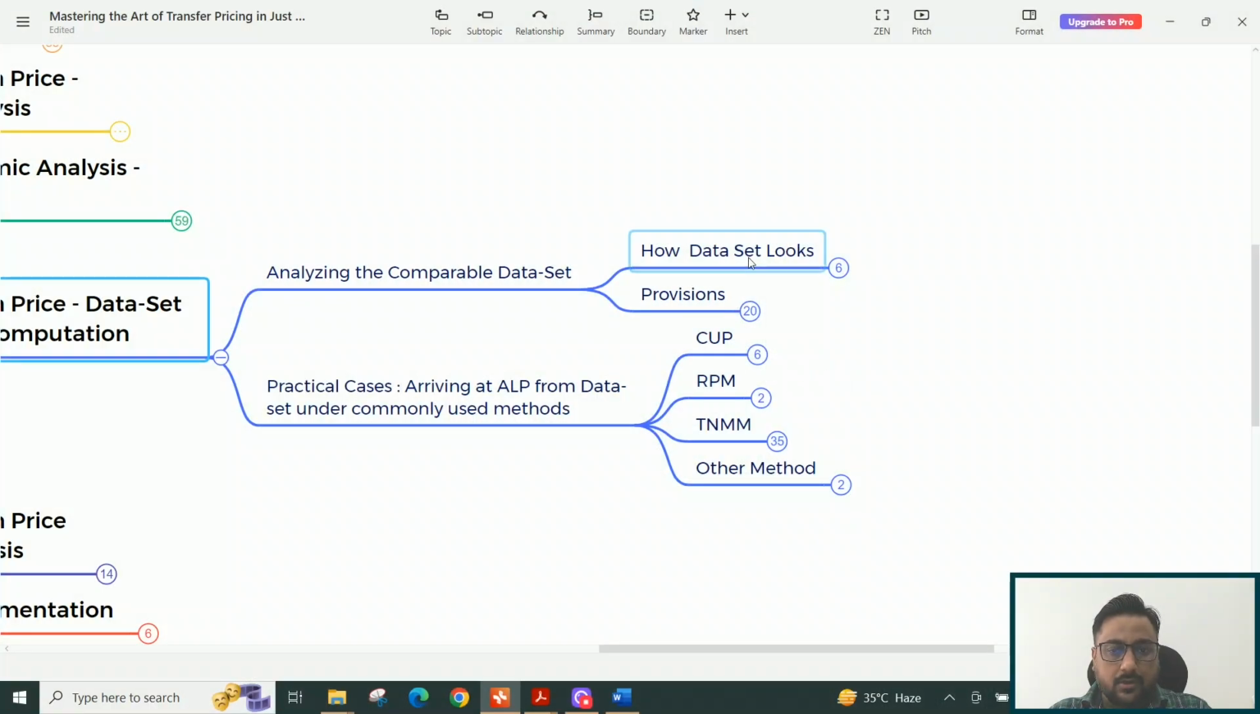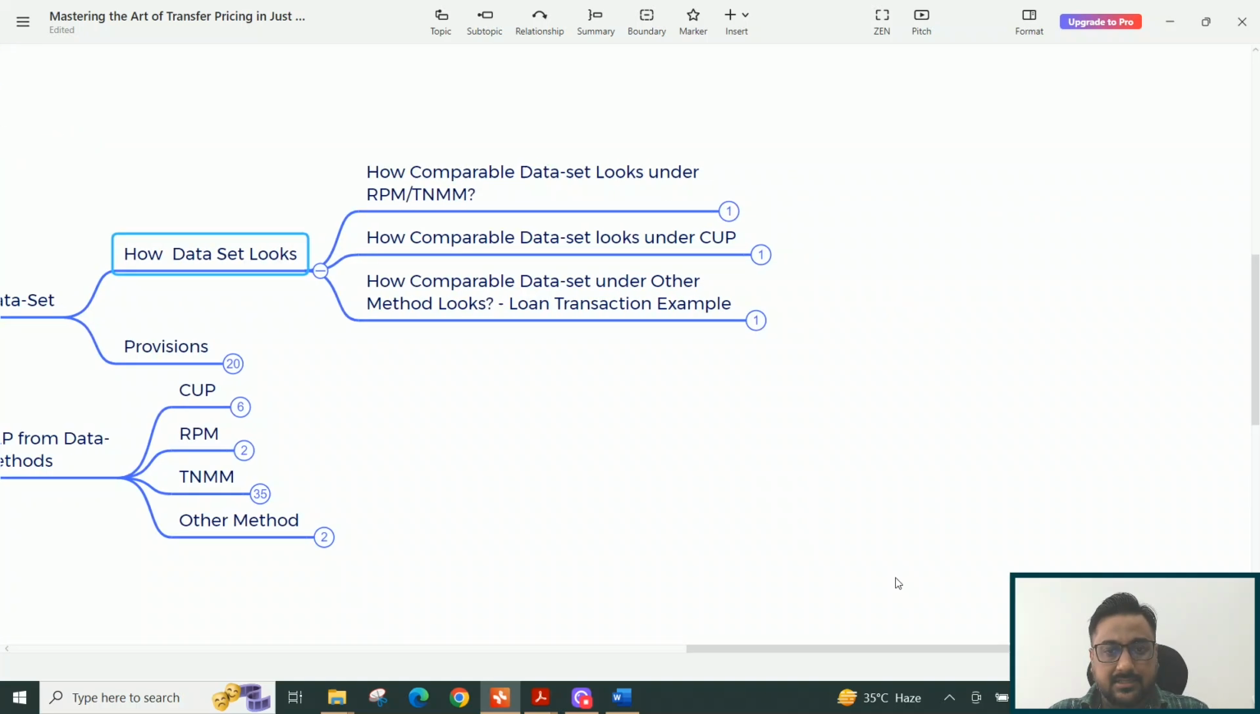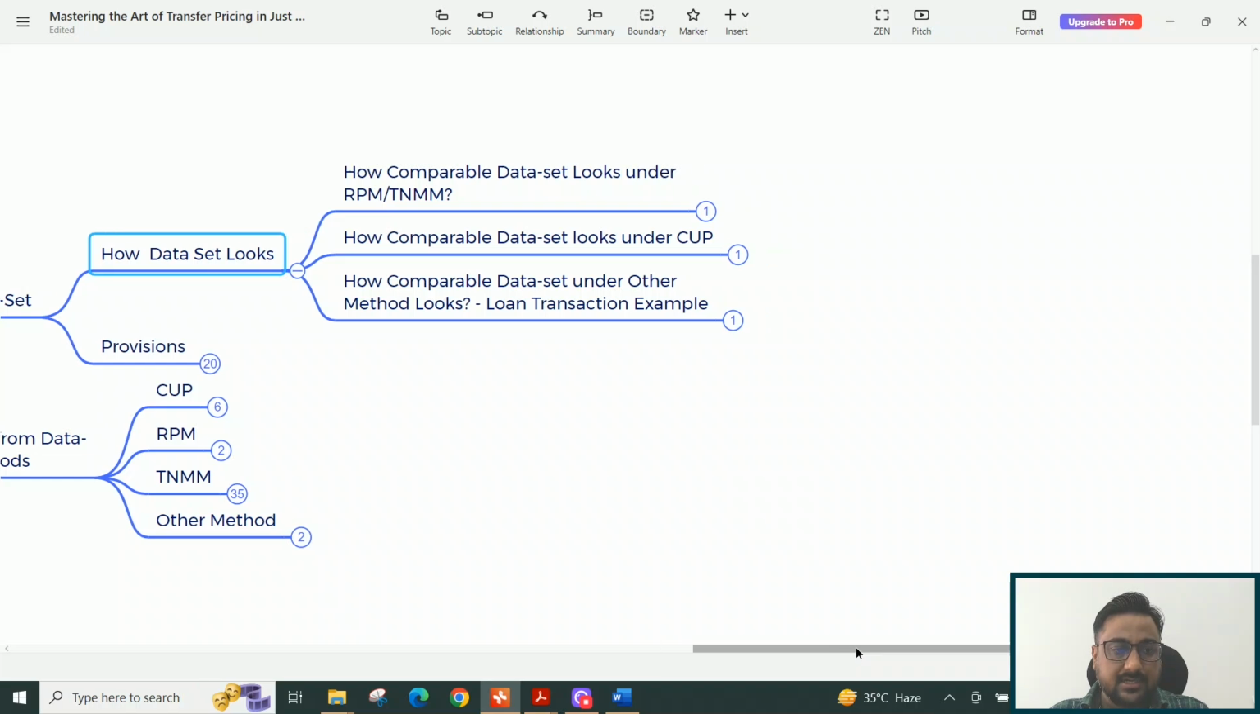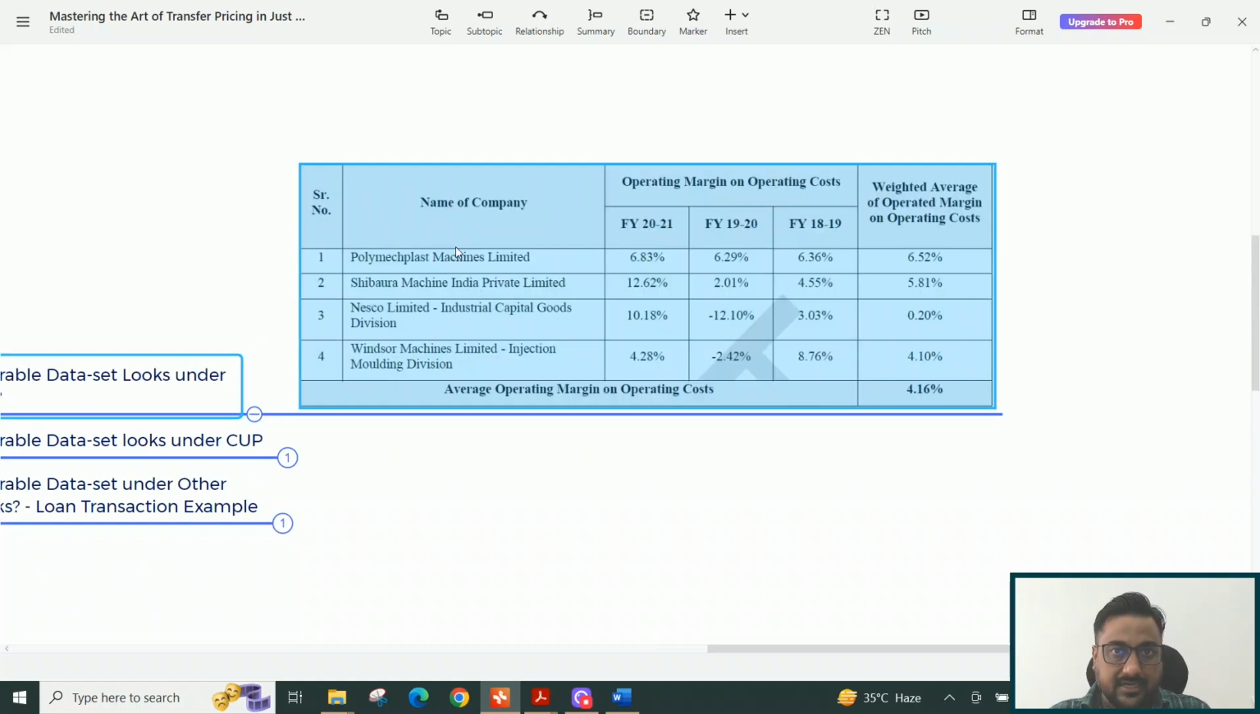So now friends, before getting into the provisions, let me start by showing you how the data set looks under various methods. The first portion is how the comparable data set looks under the RPM and TNMM. The data set under RPM and TNMM looks this way. There will be the name of the comparable entity, which we would have selected basis our analysis, and then a list of these names.